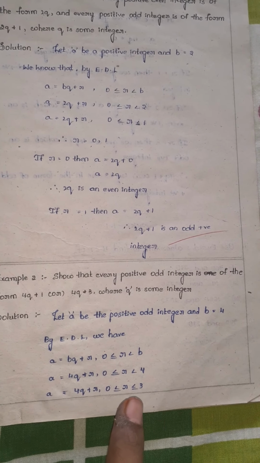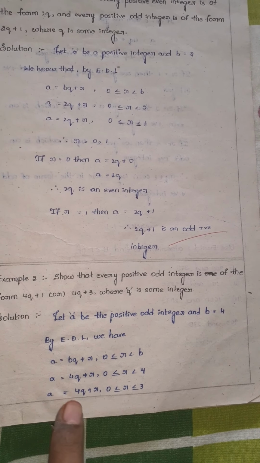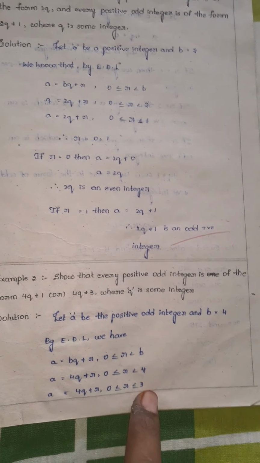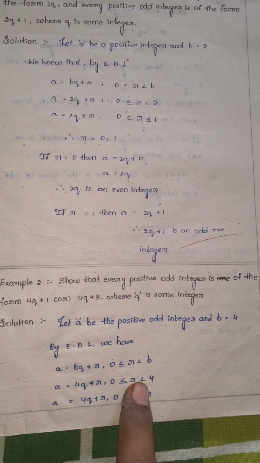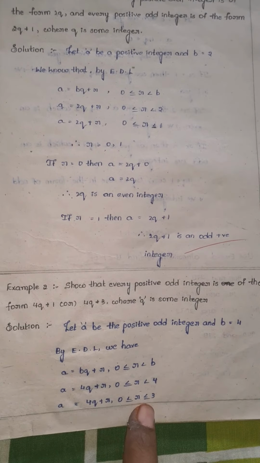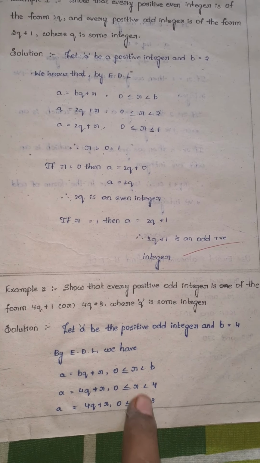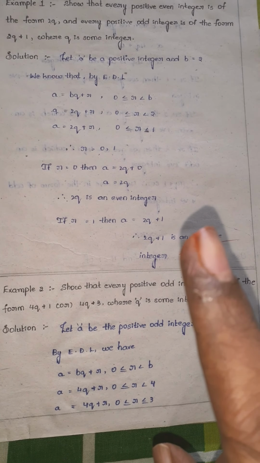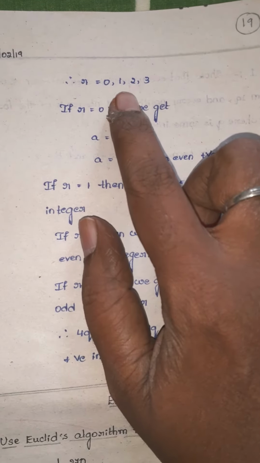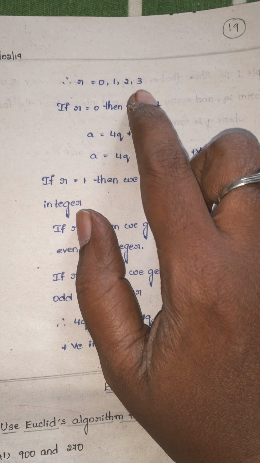By Euclid's division lemma we have a equals bq plus r, where 0 is less than or equal to r less than b. So a equals, b value is how much? 4. So that's why I wrote 4q plus r, 0 less than or equal to r less than 4. R less than 4 means we can write a equals 4q plus r, where 0 is less than or equal to r less than or equal to 3. See here the condition is less than, but here you should write less than or equal to. That is the difference between these two steps, in the above problem also. So less than or equal to 3 means r takes the values 0, 1, 2, 3.